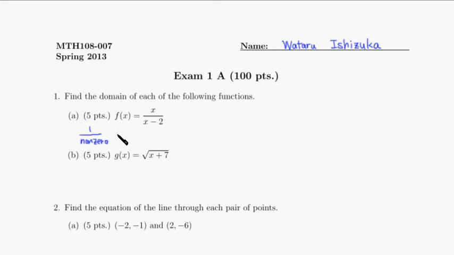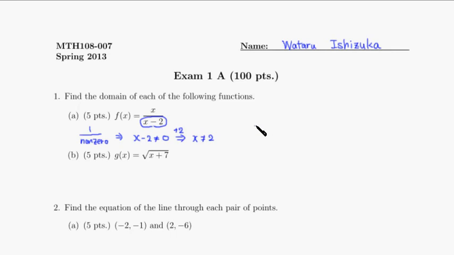Which means that the denominator in this case is x minus 2. So we want x minus 2 to be not equal to 0. Then we can simply solve this inequality for x. So add 2 to both sides. So we have x is not equal to 2. So it's going to be all real numbers except 2.